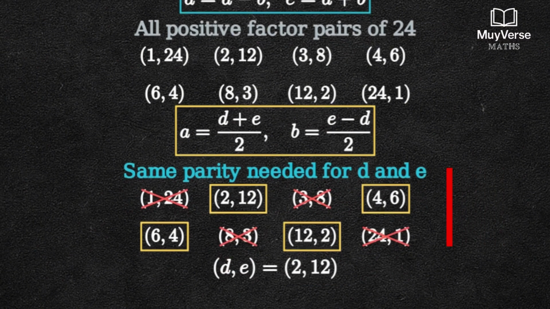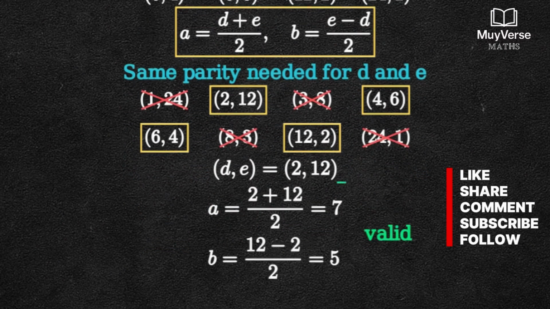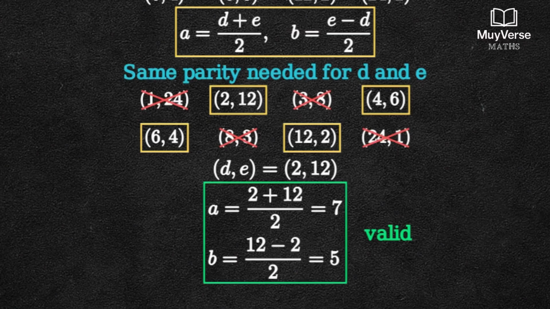Valid. Next, d equals 4 and e equals 6. Then, a equals (4 plus 6) over 2 equals 5, and b equals (6 minus 4) over 2 equals 1. Valid. Now, d equals 6 and e equals 4. Then a equals 5, but b equals (4 minus 6) over 2 equals negative 1, which is not positive.